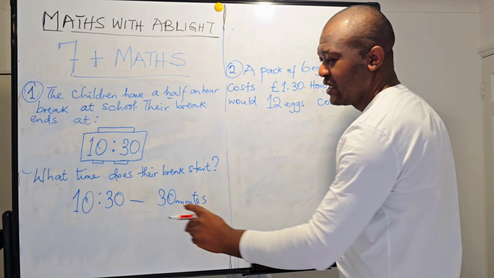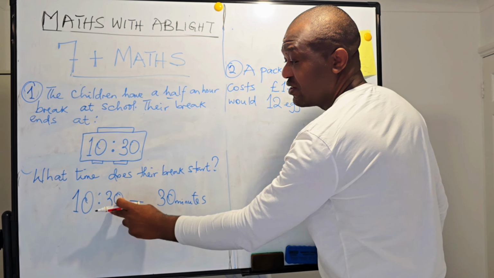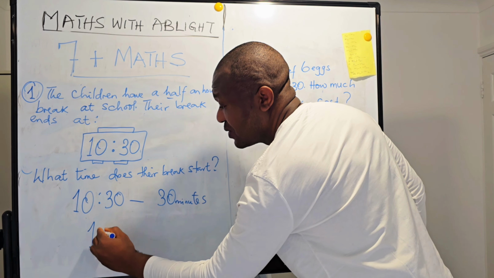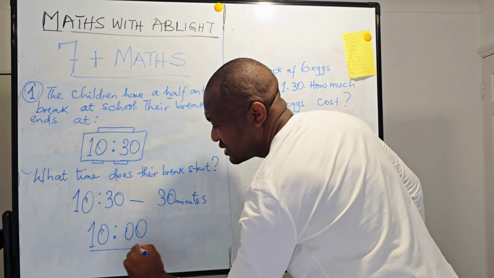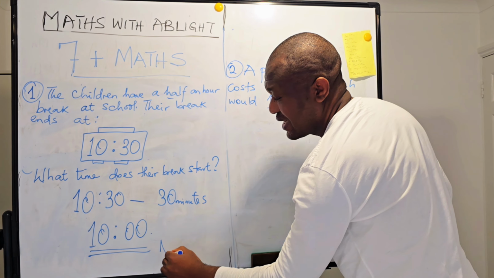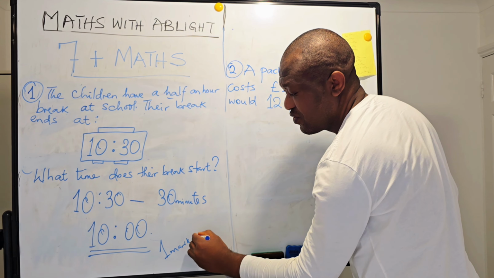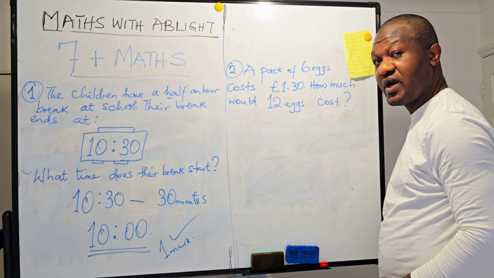Do not forget. When you subtract 30 from here, you'll be left with 0. So that will give you 10, 0, 0. This is the time that they are supposed to leave for break, and that is 1 mark.